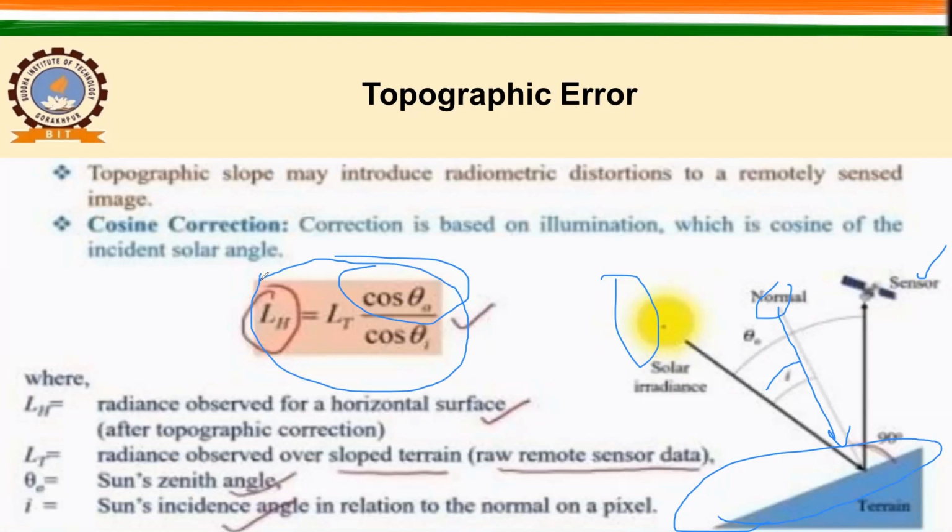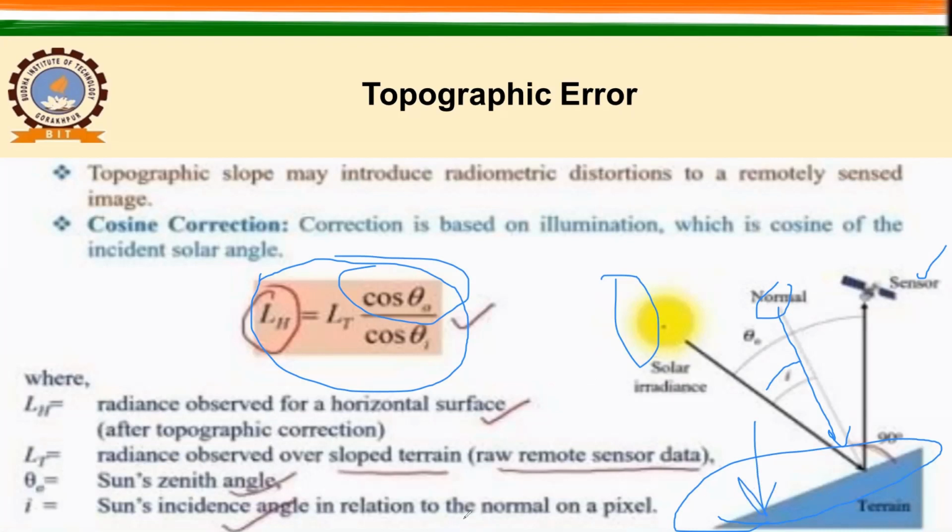This we need to calculate because we assume that whatever we have captured is horizontal, since we project it like this in our image, but that is wrong. We cannot directly say that it is horizontal.